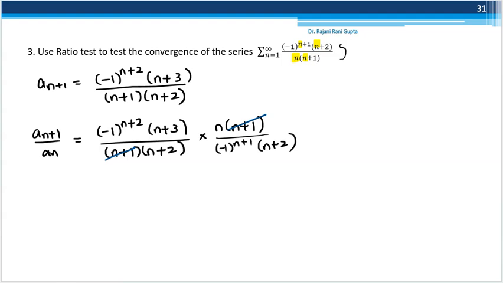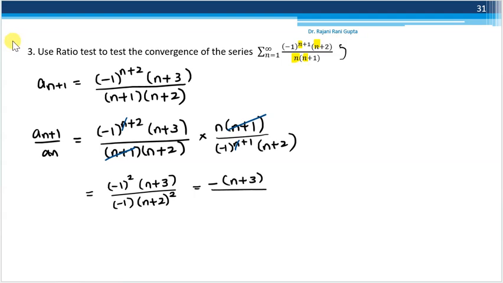Anything else as of now? Yes, minus 1 to the power n with minus 1 to the power n. So you are left with minus 1 to the power 2n plus 3 in the numerator, and in the denominator minus 1 to the power n plus 2 to the power 2. So what does this give you? This will give you minus of n plus 3 over n square.